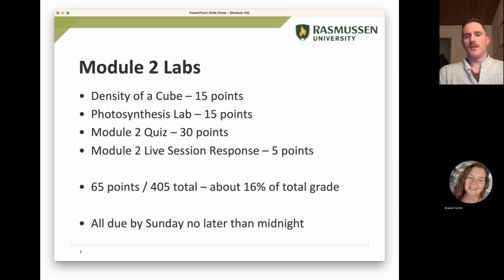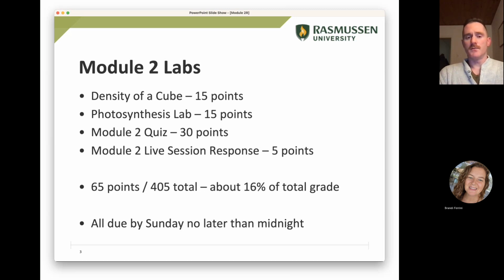So there are two labs due. The density of a cube, pretty easy. You're just calculating the density of a cube, its volume and its mass. And then a photosynthesis lab, which is also fairly simple to walk through. These are the two easier labs, which is good.